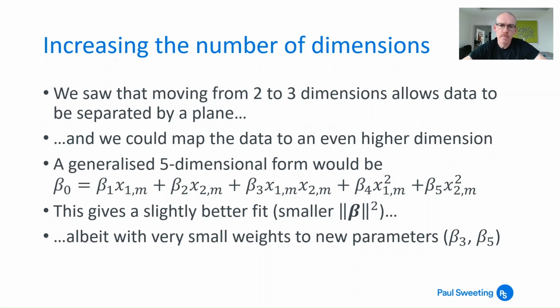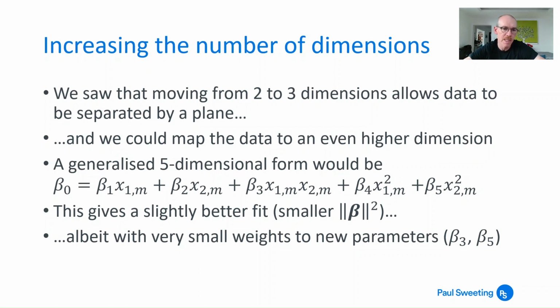Now, we saw that moving from 2 to 3 dimensions allows the data to be separated by a plane, and we could even move to higher dimensions. So what we were looking at was adding a squared term when we were looking at that quadratic, which was the best separating line with one extra dimension.